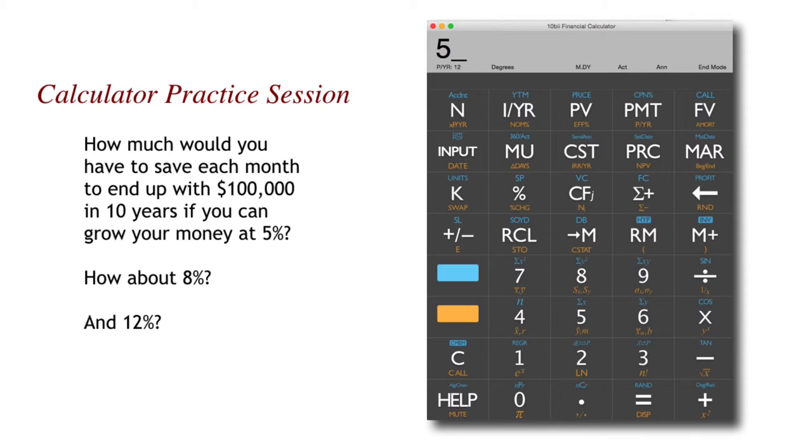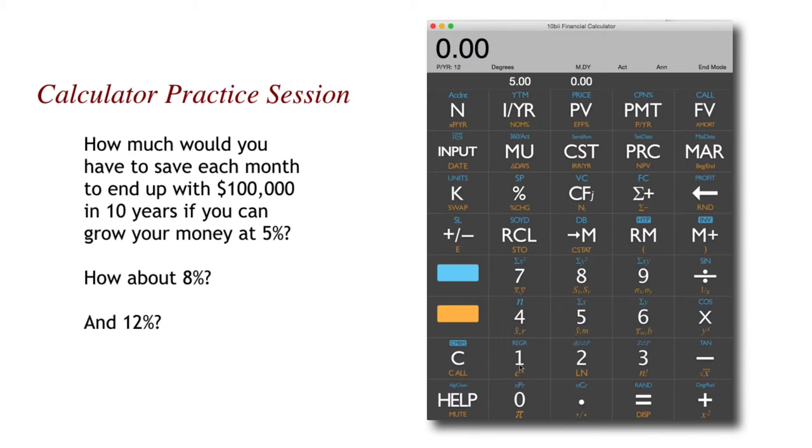I'm going to put in what I know, since it's kind of like algebra, right? Like solving for the x. I know 5%, so I'm going to put that in interest rate. And I'm assuming that I'm saving each month, so I'm not putting in a present value. I'm not front loading it. So really nothing is in present value.